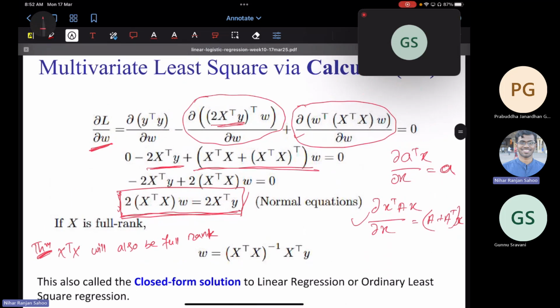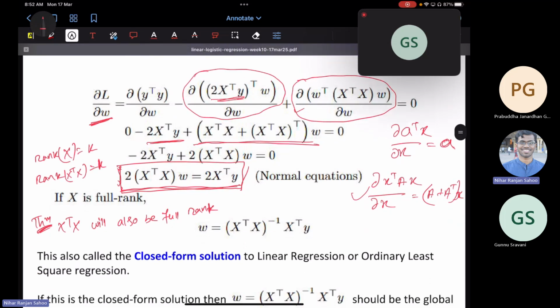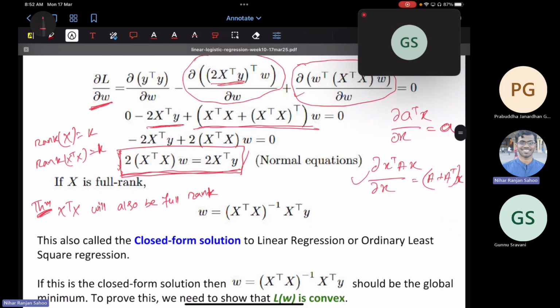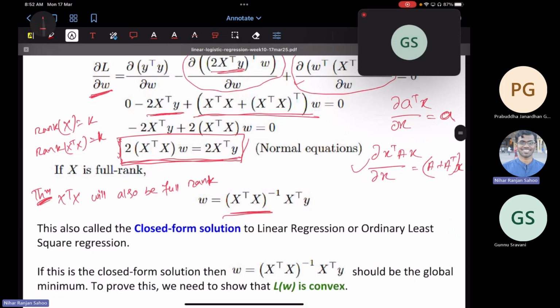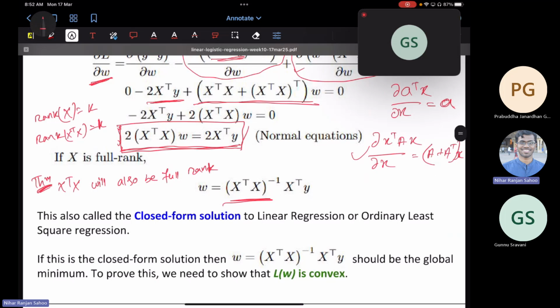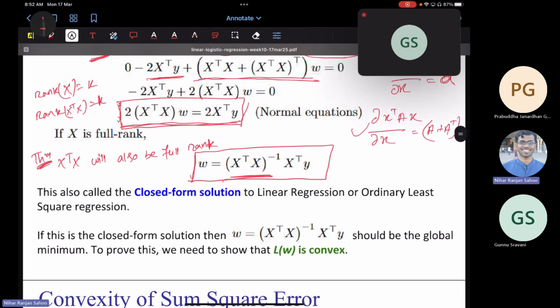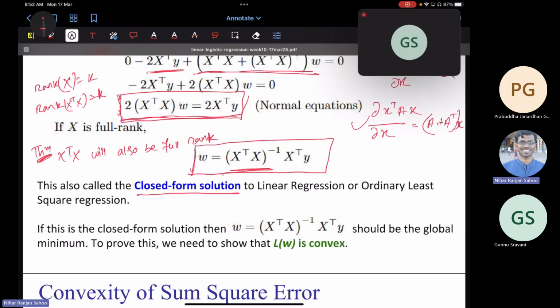The actual theorem tells that if the rank of x is some k, then the rank of x transpose x will also be the same k. It's not only full rank; whatever the rank k, x transpose x will have the same rank. So if x is full rank, x transpose x will also be full rank, then we can take the inverse, and w can be represented as x transpose x inverse x transpose y. This is called the closed form solution of ordinary least square regression, or just linear regression.